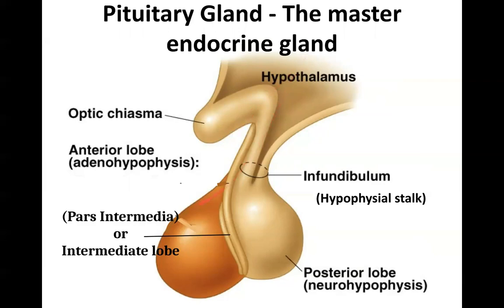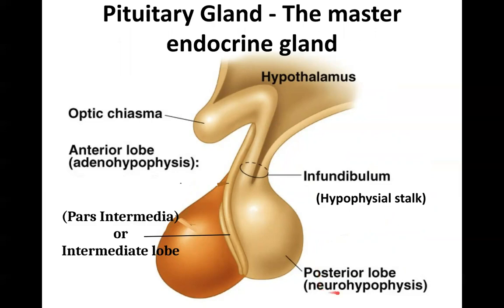It has three lobes. The anterior lobe, also called adenohypophysis, the posterior lobe or the neurohypophysis, and the intermediate lobe or the pars intermedia. Now, why is this called neurohypophysis or adenohypophysis? The word hypophysis is because it is hanging from a hypophyseal stalk from the hypothalamus. Pituitary is a pea-shaped gland. It hangs from the hypothalamus by a small stalk. That stalk is called the hypophyseal stalk.